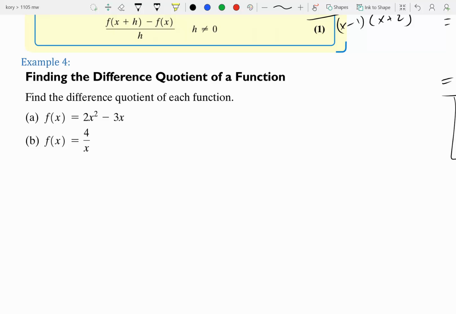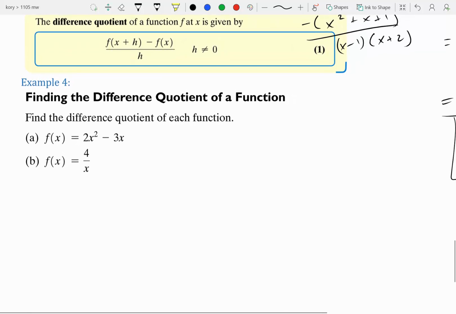So the difference quotient is f of x plus h minus f of x, all over h. That's a formula. So the first thing we're doing is we're doing f of x plus h. So for every x we see, we're plugging in x plus h. Then we're going to subtract that by f of x and put that all over h. So if our function is 2x squared minus 3x, we want to plug that in to that formula.